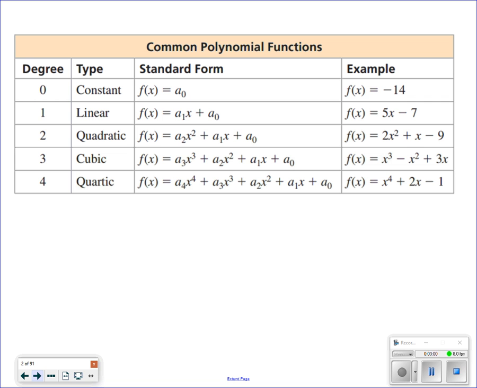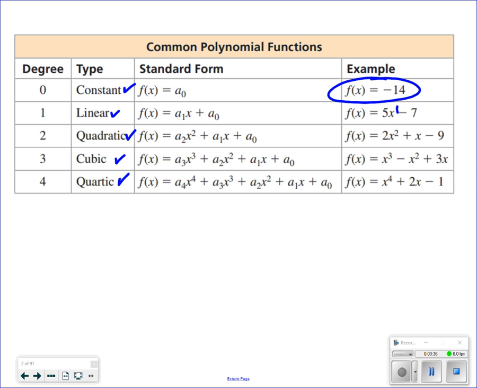Now some common polynomial functions: if you have a degree of 0, basically meaning there's no variable, that is called a constant. If you have a degree of 1, that's called linear. A degree of 2 is called a quadratic. A degree of 3 is called a cubic. And a degree of 4 is a quartic. We will be graphing some things that are over 4, but quartic is about as big as we get with our graphs. So: constant, linear, quadratic, cubic, and quartic.